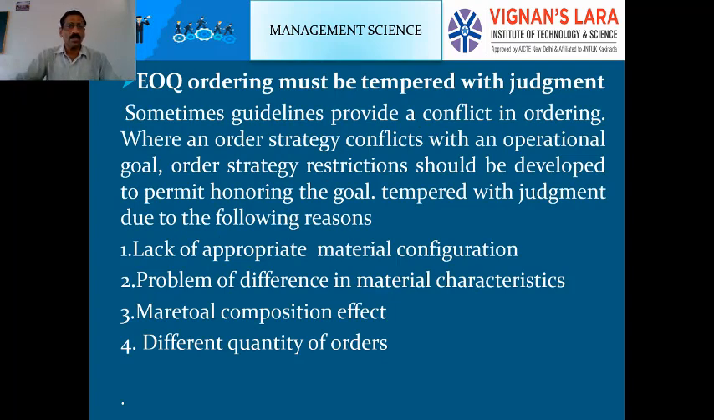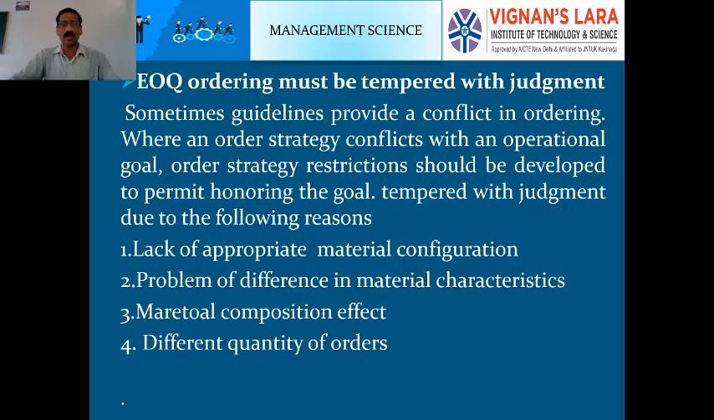Next limitation. EOQ ordering must be tempered with judgment. That means what already happened in the past with ordering cost and carrying cost will be carried into the future. In the previous year, ordering cost per unit is 2 and carrying cost per unit is 5. The same will also be applied here. That is called tempering. It is not at all correct. Why? Because these two costs also change from time to time due to market fluctuations.